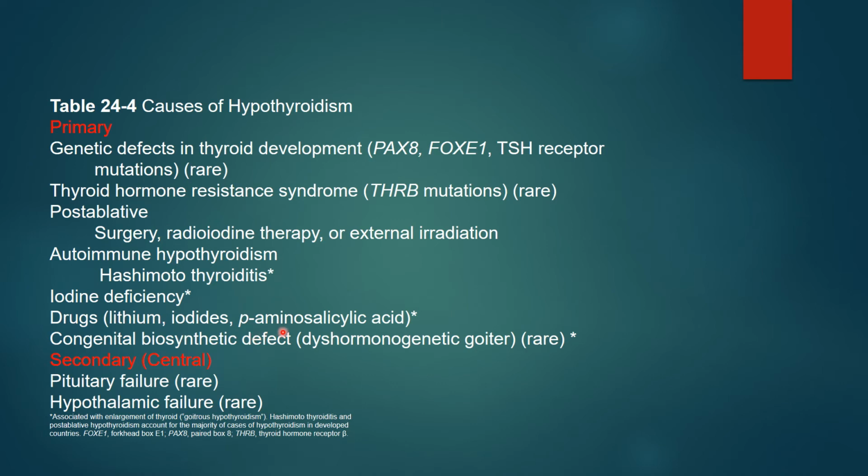Drugs such as lithium, iodides, and para-aminosalicylic acid also cause decreased thyroid hormone production. Then congenital biosynthetic defects, like dyshormonogenetic goiter, may cause hypothyroidism. These are the primary causes, which belong to the thyroid. Then there may be secondary causes, like either pituitary failure or hypothalamic failure, which are usually rare conditions, and they may cause hypothyroidism.